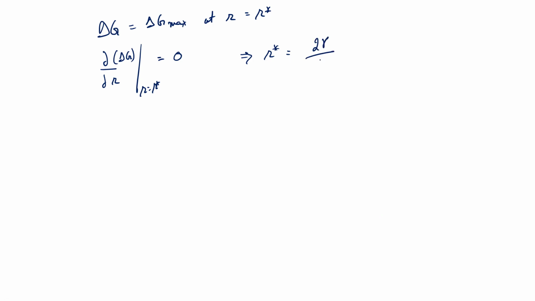The expression for r star will come out to be equal to 2 times gamma upon delta G, where delta G represents your free energy change between solid and liquid. This is a kind of driving force. The larger the driving force, the smaller will be the r star value. A smaller r star means a smaller nucleus can survive during solidification, so that will promote the solidification growth.